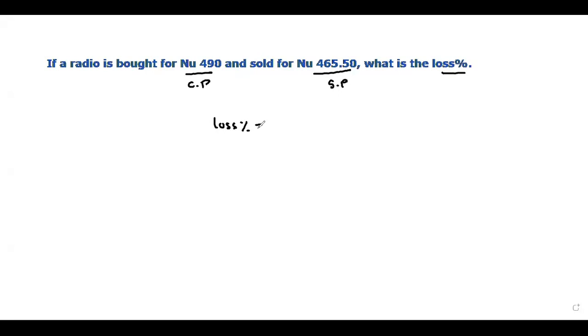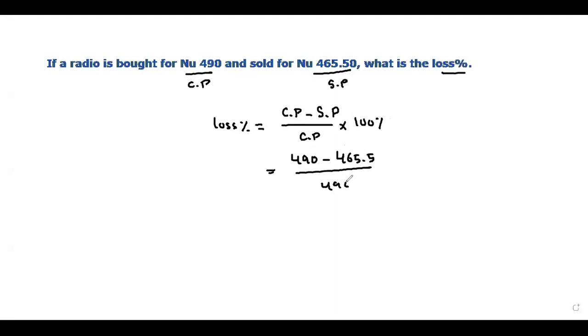Loss percentage is equal to CP minus SP divided by CP. Don't forget this. For loss it is CP minus SP. All right. So CP is given as 490, minus SP is 465.5, divided by 490 times 100. All right.